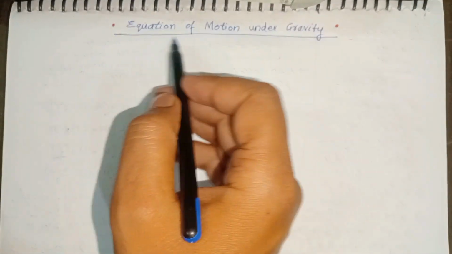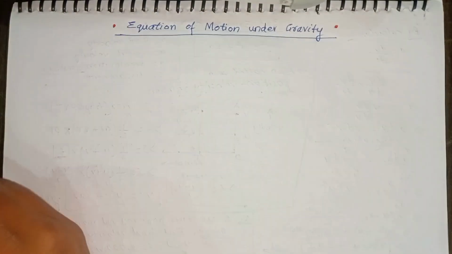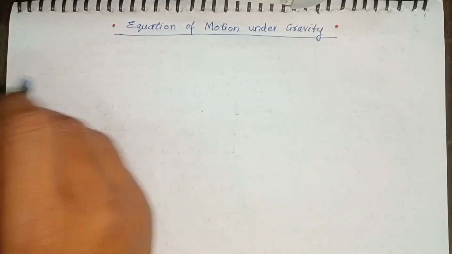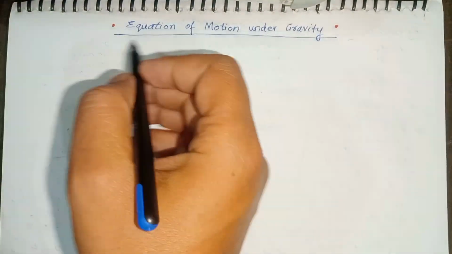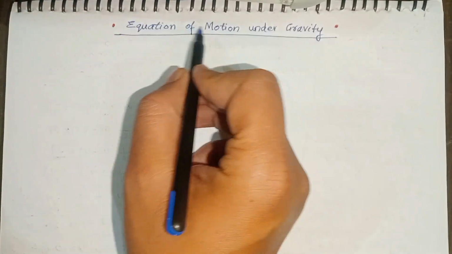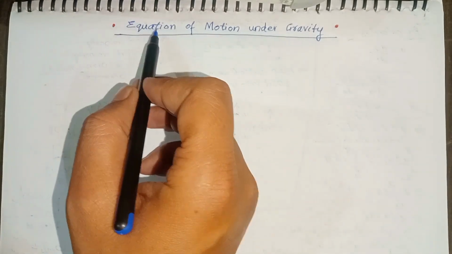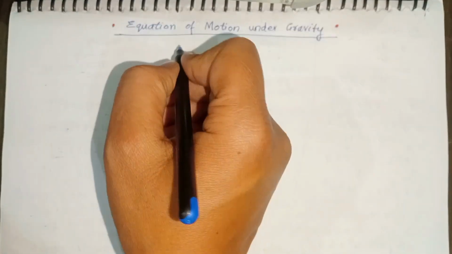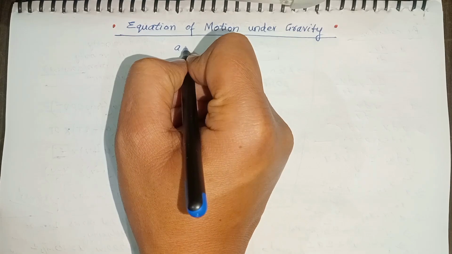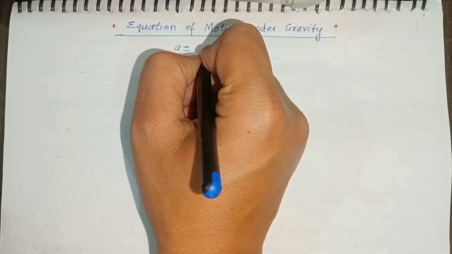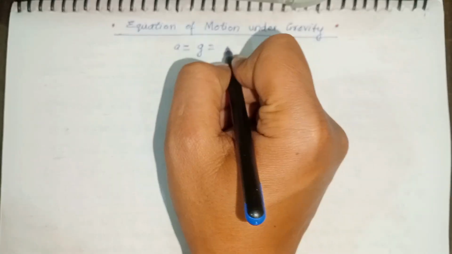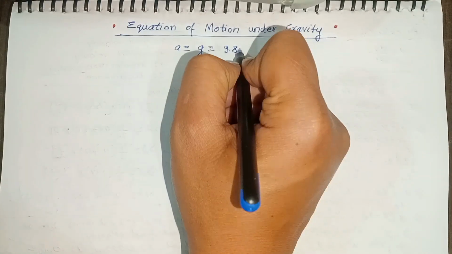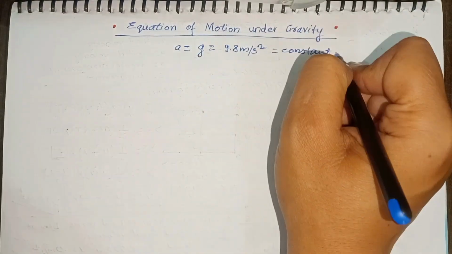Let's study the topic equation of motion under gravity. At first we will consider what the value of acceleration is. For writing the equation of motion, one important thing is what the acceleration is. The acceleration is g, and g is a constant, 9.8 meter per second square. This is a constant value.